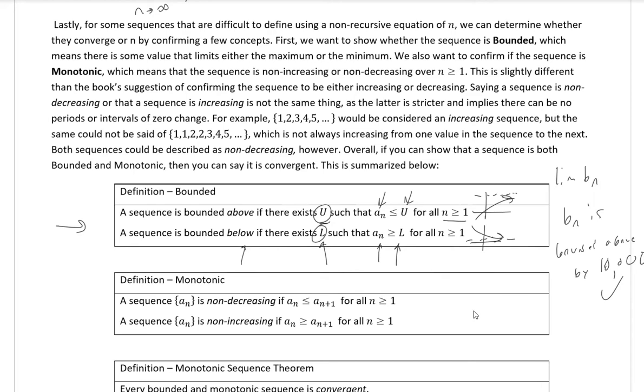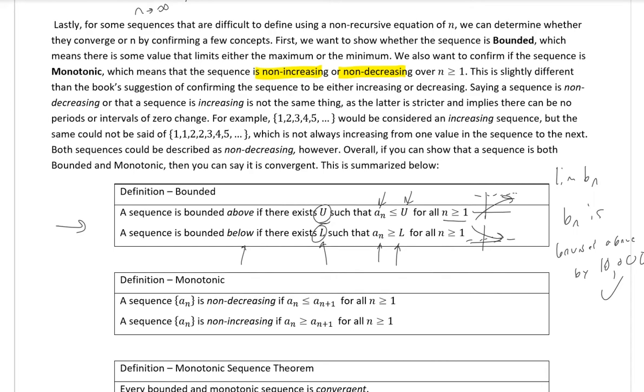The more difficult thing is showing that something is monotonic. Now, what we mean by monotonic is either non-increasing or non-decreasing. So monotonic means that the sequence is non-increasing or non-decreasing over the interval of n greater than or equal to 1, so over the values in the sequence. Now, the book says that it's either increasing or decreasing. That's what monotonic means according to the book. However, that's not what we need. Increasing or decreasing is actually a very, very strict condition. Non-increasing or non-decreasing is much more lax.